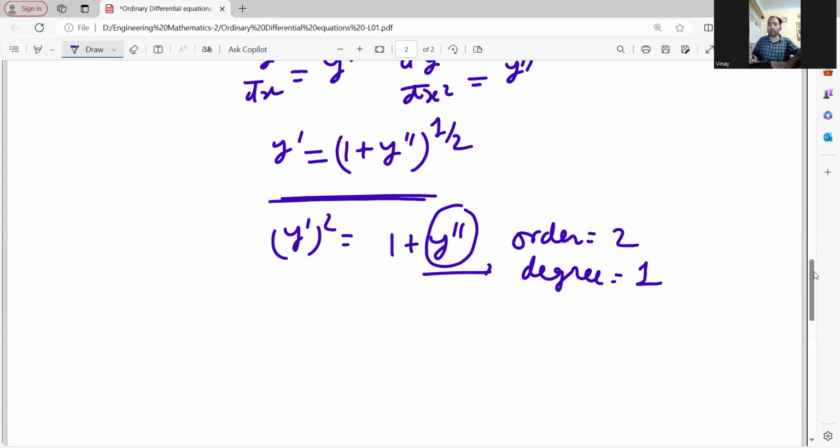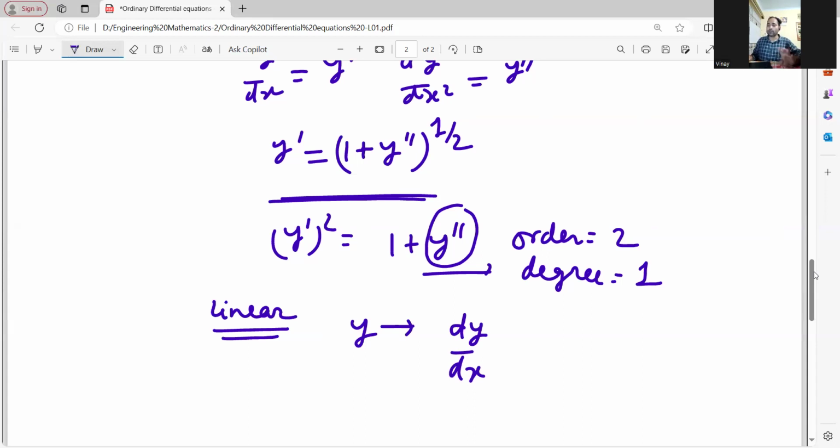Now, how do you say your differential equation is linear or not? When your differential equation is linear, this is what you have to look for. There should not be any power of your dependent variable. If your dependent variable is y, then y should have power 1. And there should not be any power of your derivatives, no power more than 1.